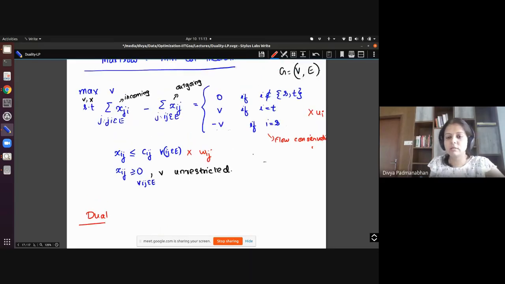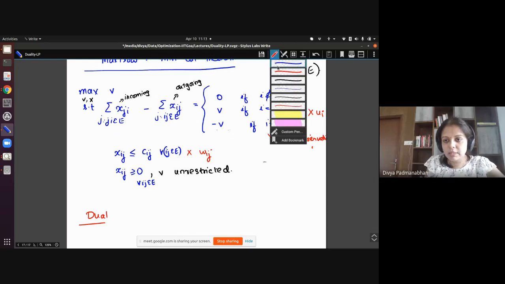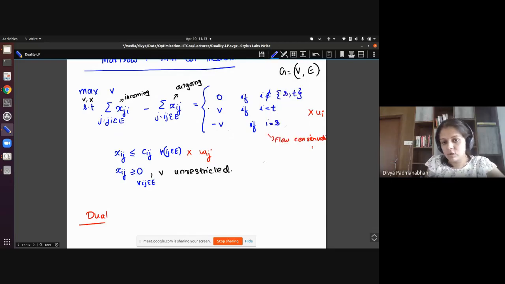So now, just to make it a little easier, the v's are also variables, right? Typically when we write the LP, the right hand side was all constants. So it will be minus v for i equals t, so that comes on this side. There'll be a minus v here, and a v here for i equals s. And here it will be 0 and 0. I'm just writing it in a lighter font.